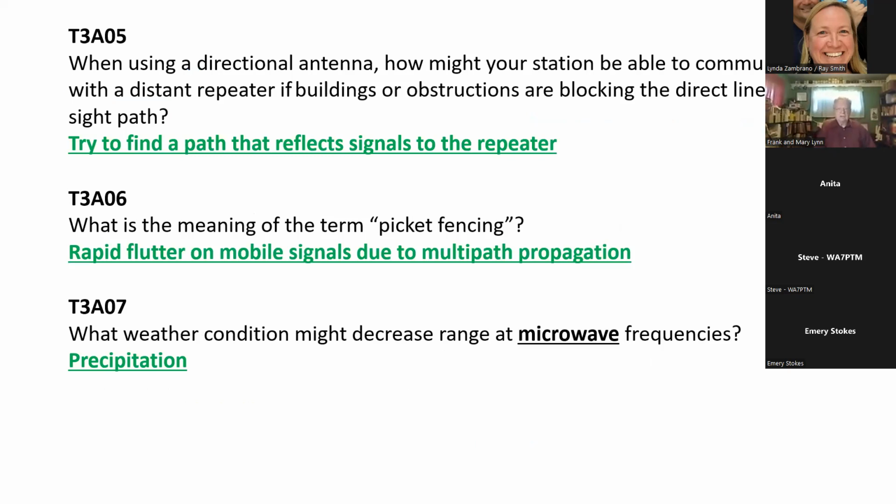When using a directional antenna, how might your station be able to communicate with the distant repeater if buildings or obstructions are blocking the direct line of sight? And anyone want to guess? Yeah, I know the answer is right there. You use reflections. If you don't have a direct line of sight, you try to bounce your signal off of something that will reflect the radio waves.